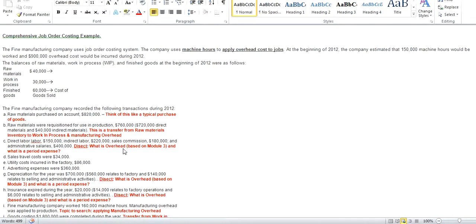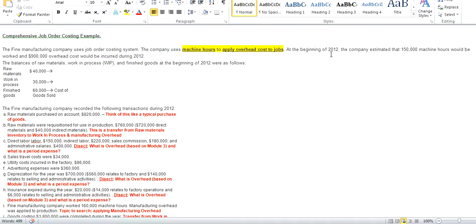Here we have the Fine Manufacturing Company. They use the job order costing system, and the company uses machine hours to apply overhead cost to jobs. This is your first key piece of information right here. For every problem that you get, you need to make sure that it's identified for you and you understand what the basis is for applying overhead cost.